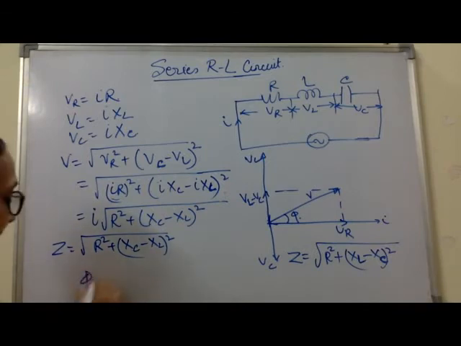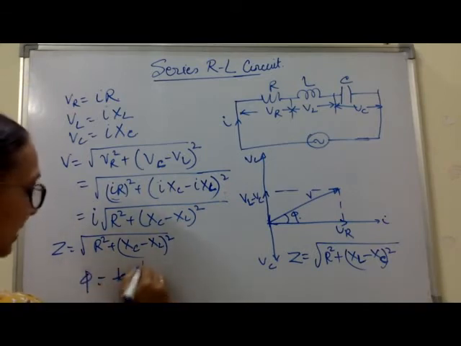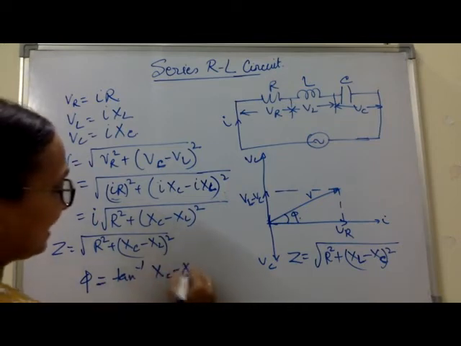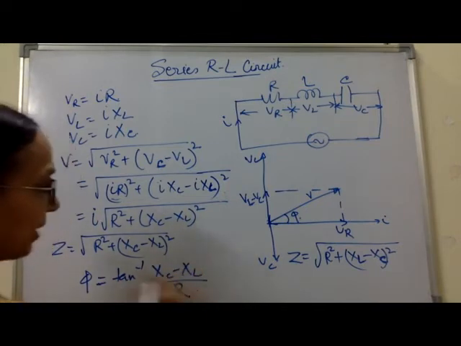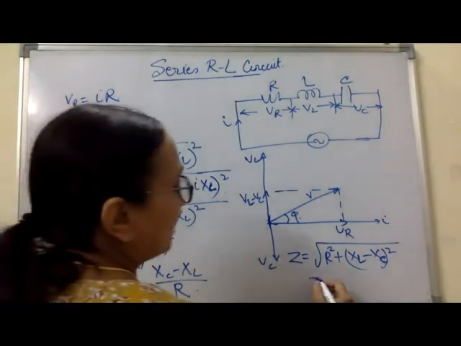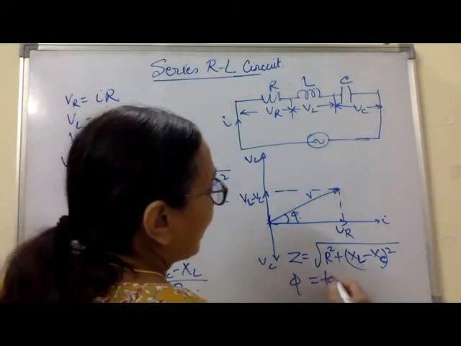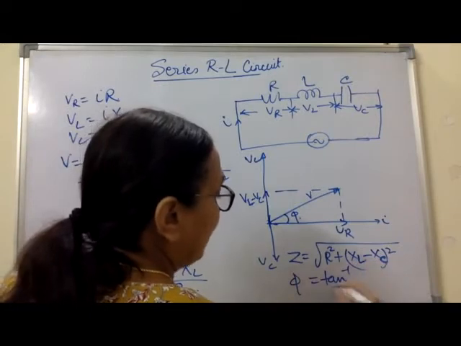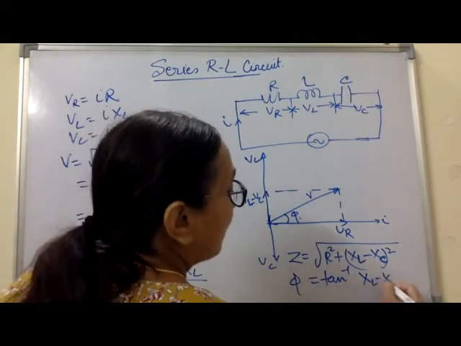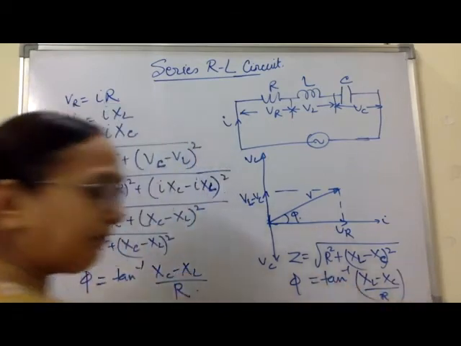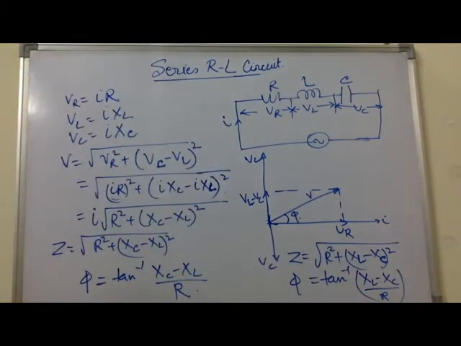Now, what about phi? Phi in this case will be tan inverse of the reactance divided by the resistance, and in this case, because your XL is greater than XC, it becomes XL minus XC by R. Now, whichever is greater, you can infer that Z is the square root of R square plus the resultant reactance whole square, and the angle phi will be tan inverse of the resultant reactance divided by the resistance.